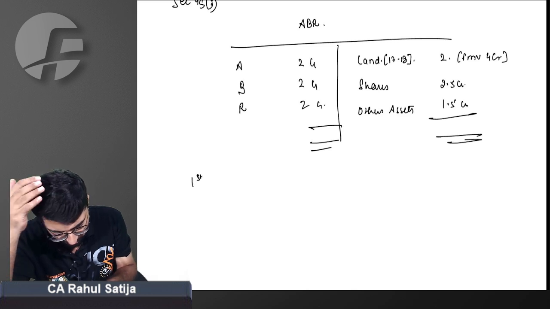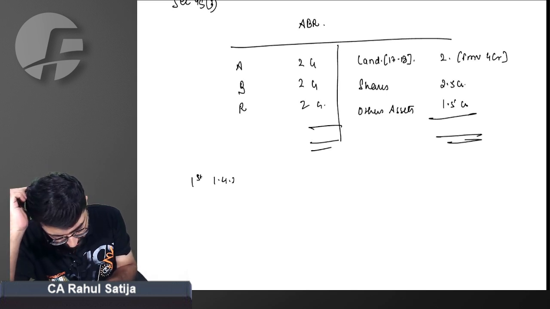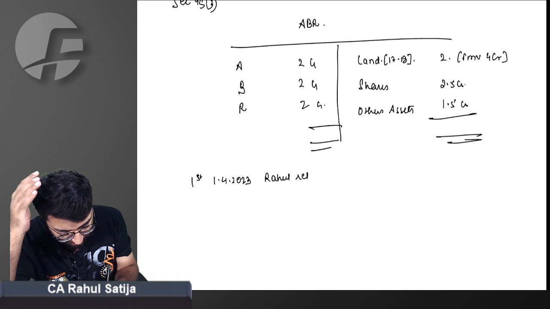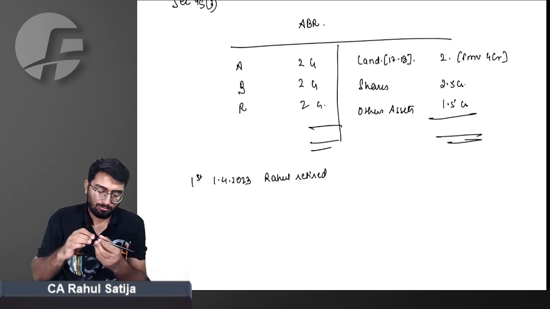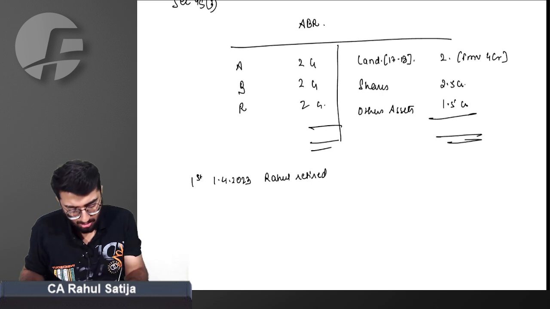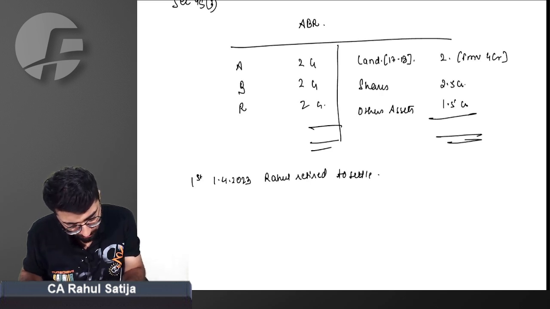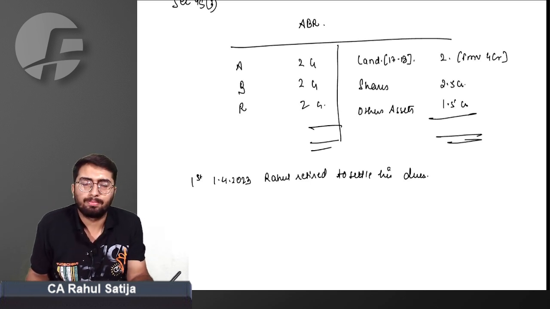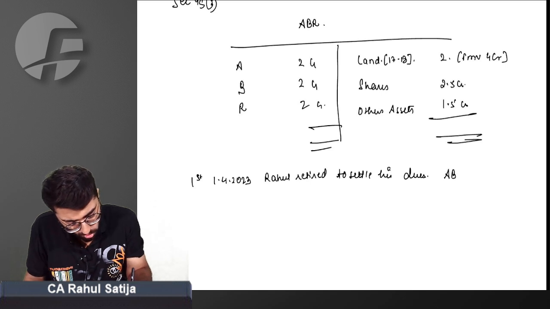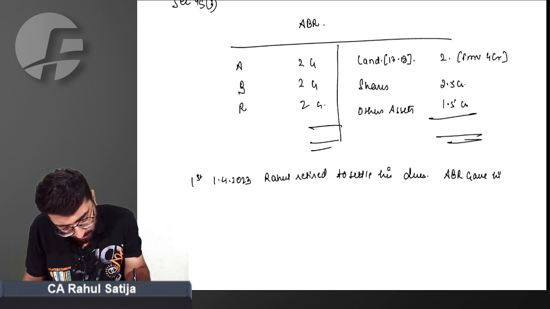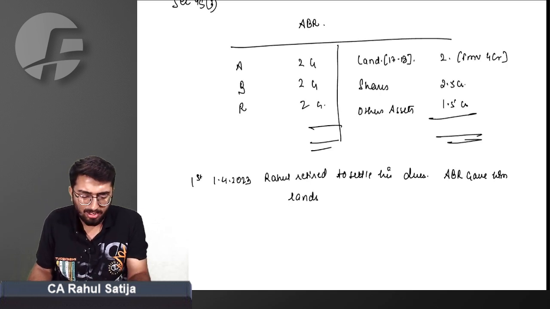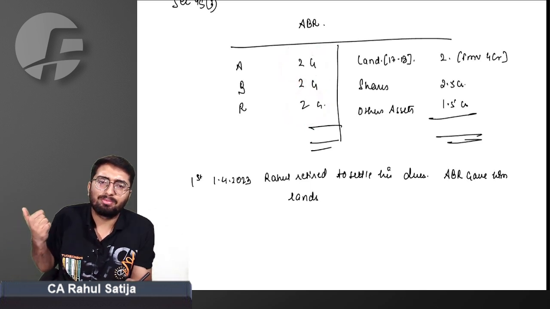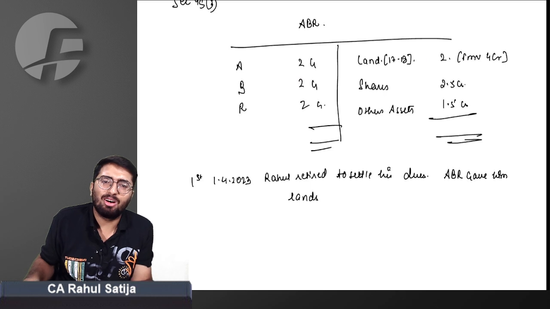On 1st April 2023, R retired. R means Rahul. Rahul retired. To settle his dues, ABR gave him land. See how simple the transaction can be. Capital of Rahul is 2 CR. He is given land of 2 CR. How simple things can go.